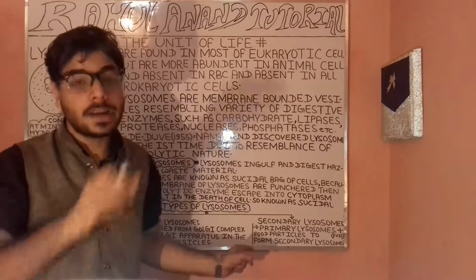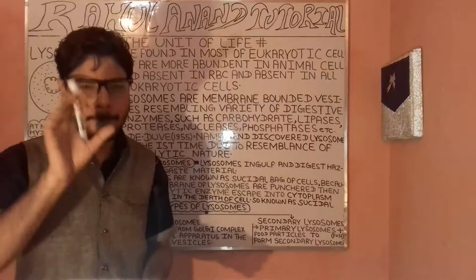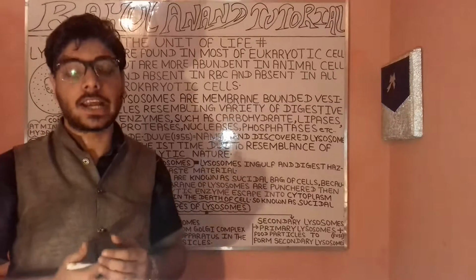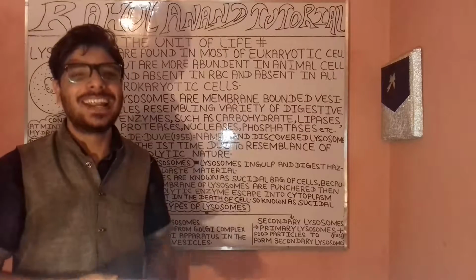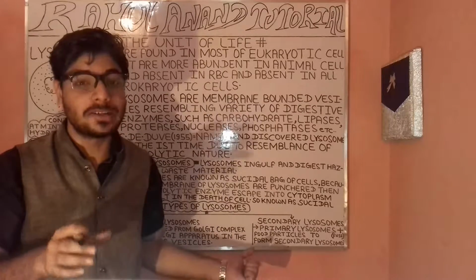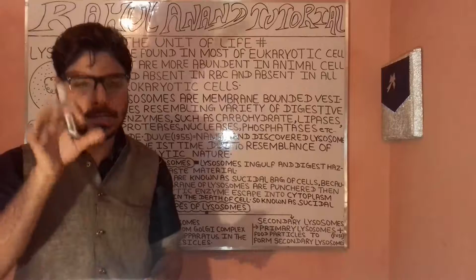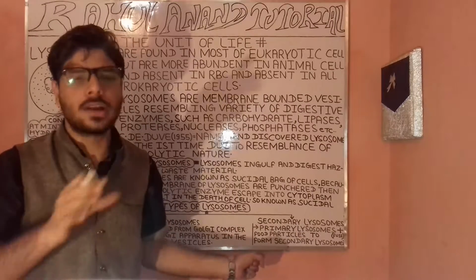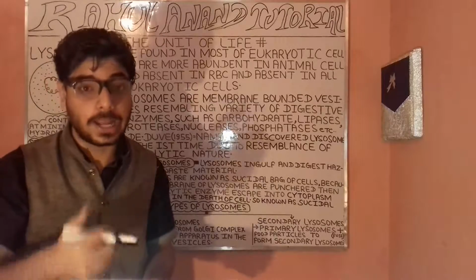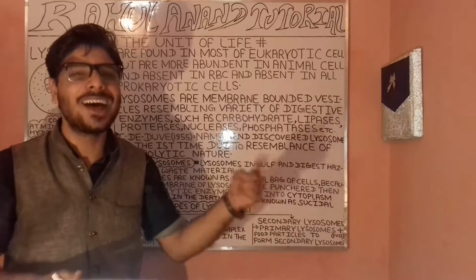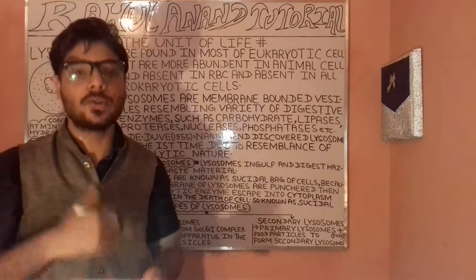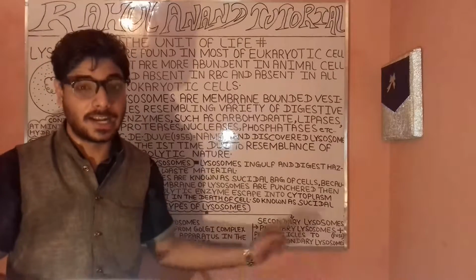Now, when we talk about the secondary lysosome, when your food ingredients and the primary lysosomes combine, it results in the formation of the secondary lysosomes. Or you can say that when the food particles, the food ingredients, fuse with the primary lysosomes, the result obtained comes under the secondary lysosomes.